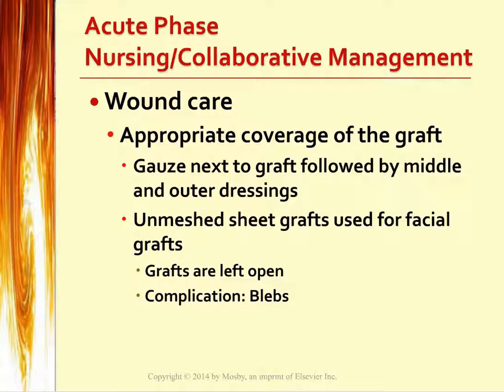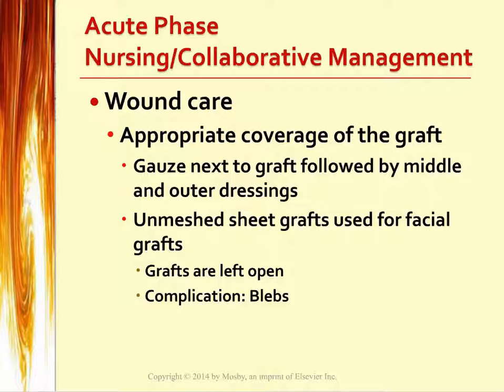If grafting is necessary, protect the skin graft with the same greasy gauze dressing next to the graft, followed by saline moistened middle and dry gauze outer dressings. With facial grafts, the unmeshed sheet graft is left open, so it's possible for blebs, or serosanguinous exudates, to form between the graft and the recipient bed.